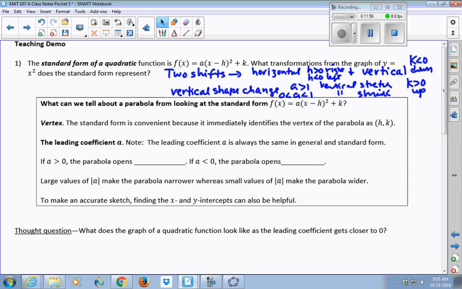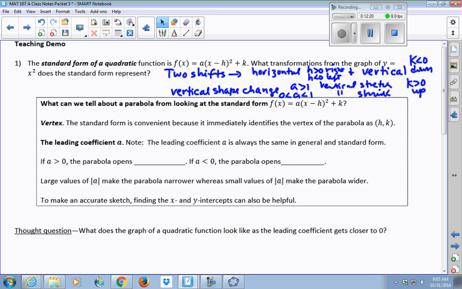The leading coefficient is what we call a. Just like in the form ax squared plus bx plus c, we call a the leading coefficient because it's the coefficient of our highest powered term, x squared. So we call it the leader of the pack. So the coefficient a is always the same in both the general and the standard form.